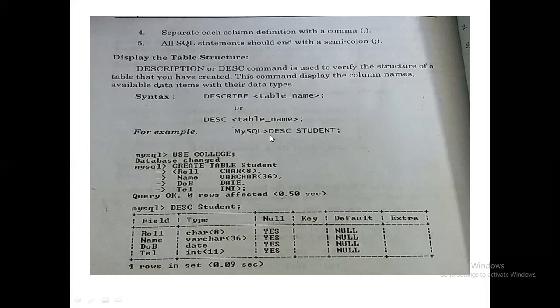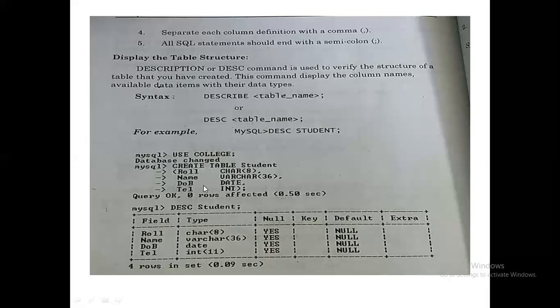So for example, in MySQL, DESC student semicolon. Then you have to write this. If you execute this query, this will be your output. So, inside the database, I have to create the student table. So use college, then create table. I write the above creation syntax for creation of table: roll number, name, date of birth.